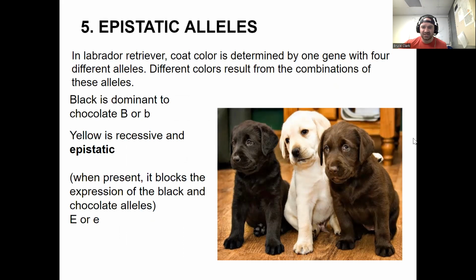We see this actually with Labrador Retrievers in general. Coat color is controlled by one gene with four different alleles. A yellow lab is actually recessive and epistatic. So if you have the yellow coat gene there, it's going to dominate chocolate and black coats. So kind of an interesting look there at Labrador Retrievers. We don't get into that too much. That's more of an advanced bio thing.